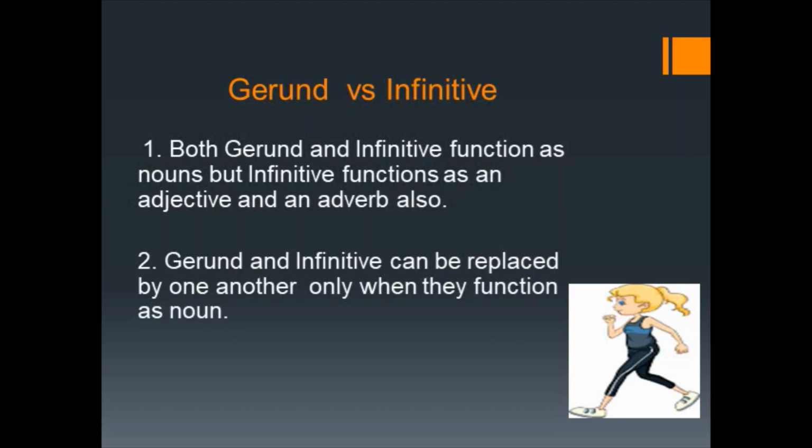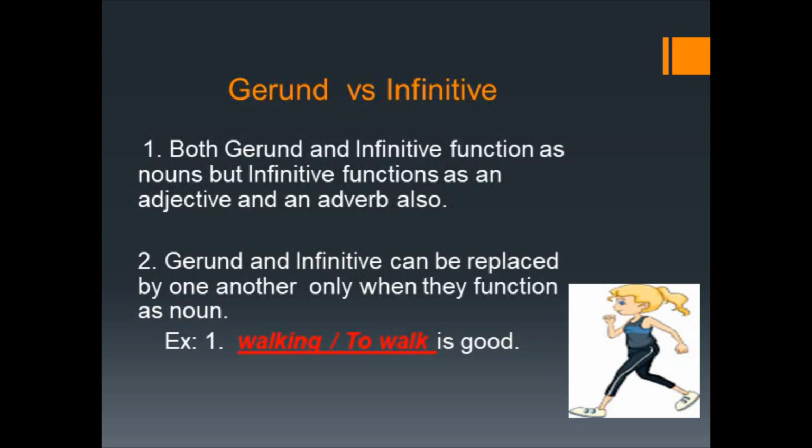Gerund and infinitive can be replaced by one another only when they function as noun. So look at the sentence: walking or to work is good. Here walking is a gerund and to work is an infinitive. So both the verbals work as noun. So here we can say walking is good, or we can say to work is good. So either is right.